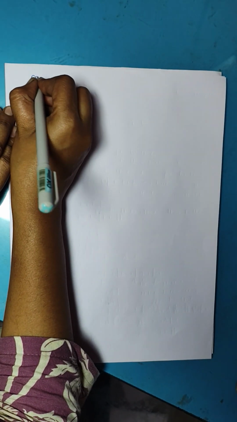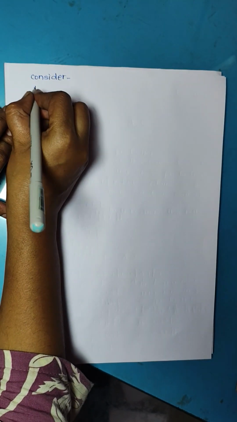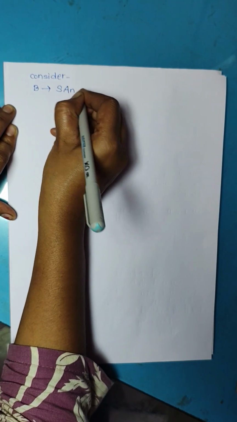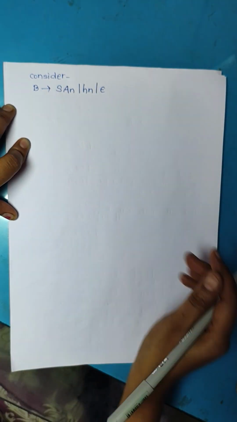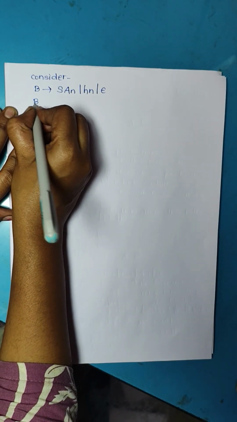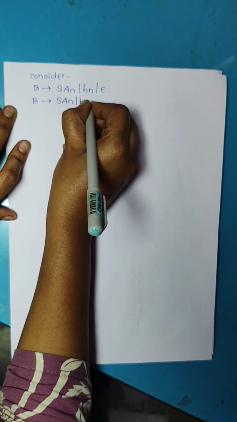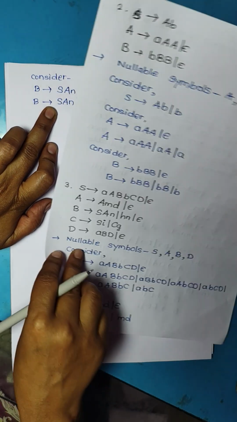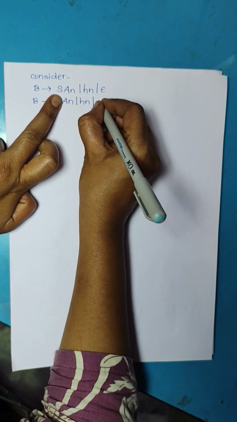Okay. Now see here. Next, consider the production of B. B gives capital S, A, small n, small h, n or epsilon. Now see here, B gives S, A, N, H, N. Here S is a nullable symbol. So instead of this S, we have to replace epsilon. So what will be the remaining?